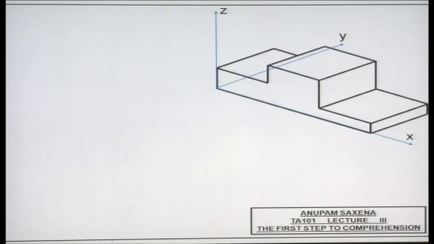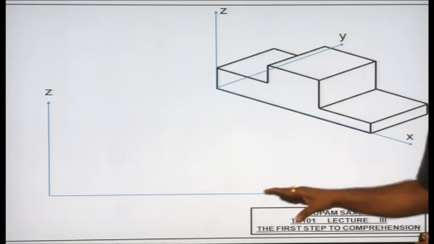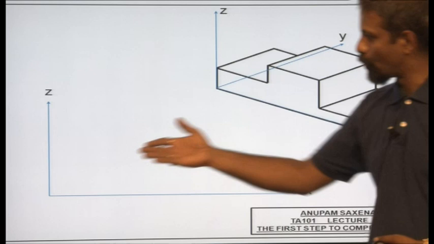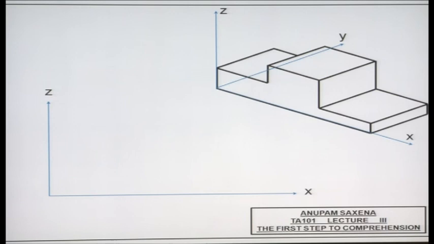So, let us draw the axes. When you are drawing the orthographic views, this is just for your understanding, just for your comprehension, but essentially when you are drawing the orthographic views, you will not be drawing these axes. It is just for you to understand. All right, so let us look at what we see on the x z plane. Do we see this edge?